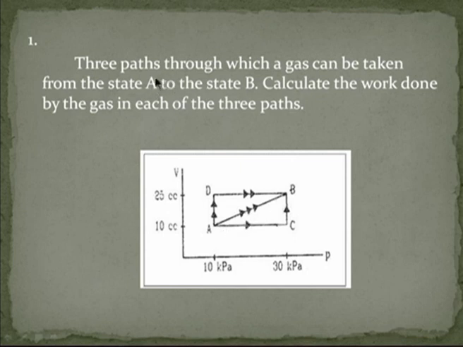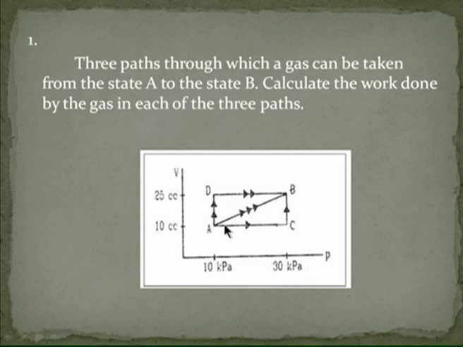Here there are three paths through which a gas can be taken from state A to state B. Calculate the work done by the gas in each of the three processes. Each process starts from A and ends at B. First we take the process represented by only one arrow, that is A, C and B. During AC the volume V is constant, maintained at 10 cubic centimeters. And from C to B the pressure is constant, maintained at 30 kilopascal.